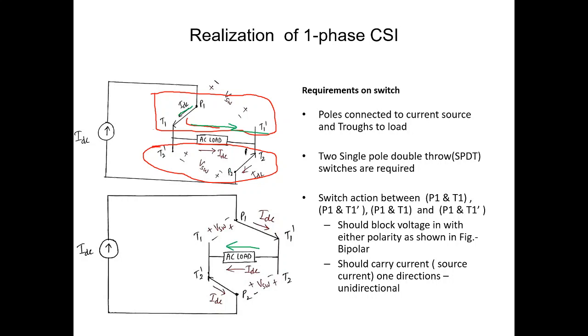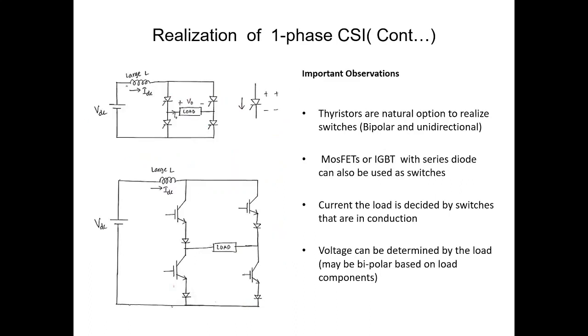How many such switches are required? In order to realize this single pole double throw switch, between P and T1 you require one unidirectional bipolar switch, and between P and T2 you require one more unidirectional and bipolar switch. Similarly, between P2 and T2 and between P2 and T2 dash, you are again going to have two unidirectional and bipolar switches. So in total you require 4 unidirectional and bipolar switches. So how can we realize that?